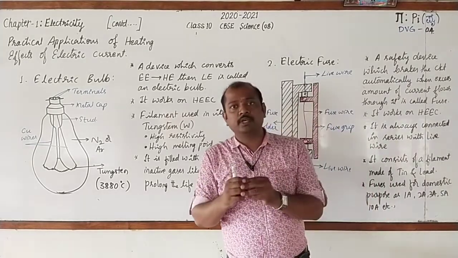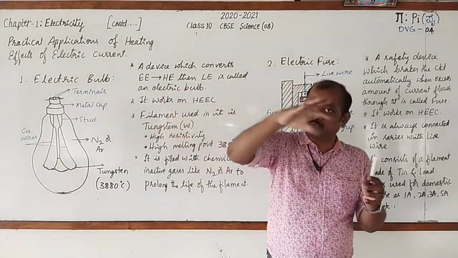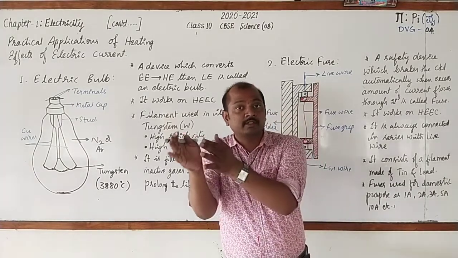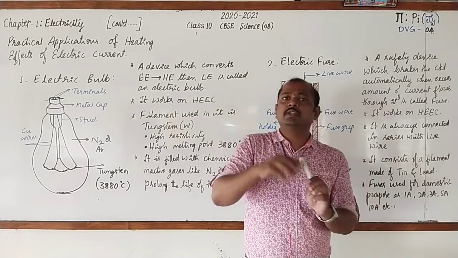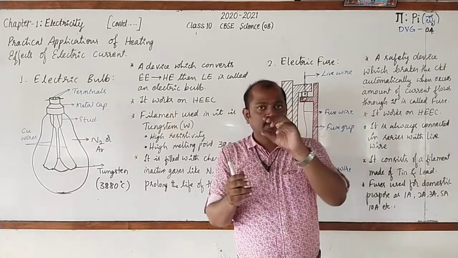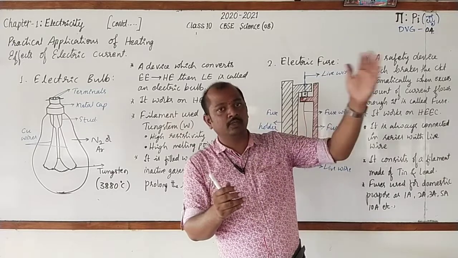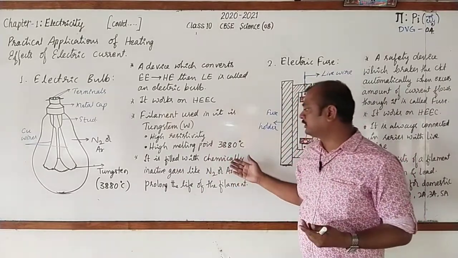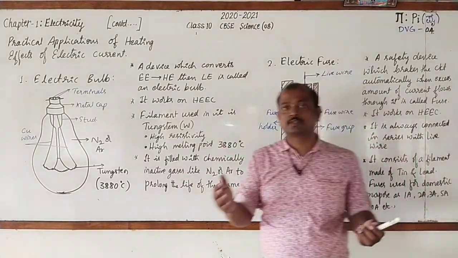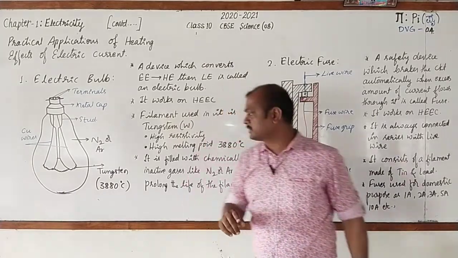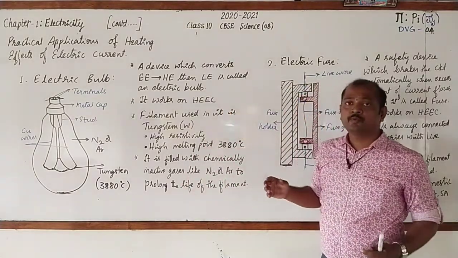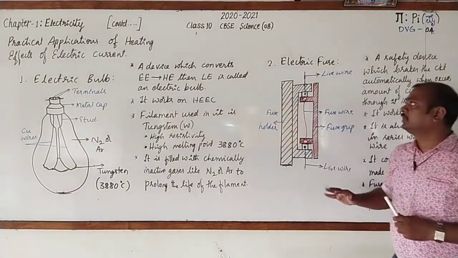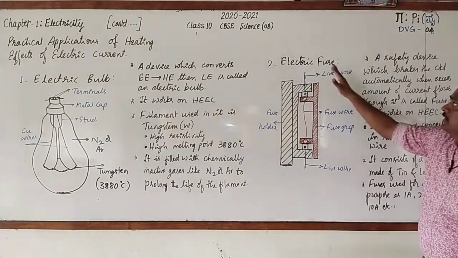Another important thing is, whatever the amount of electric current flowing in the electric bulb, maximum power consumption takes place to convert electrical energy into heat energy. Only a little part of the remaining current is used for converting that into light energy. Next, we know that it is filled with chemically inactive gases. What are those? One is nitrogen and the second one is argon, to prolong the life of the filament. Next, observe the second one, electric fuse.